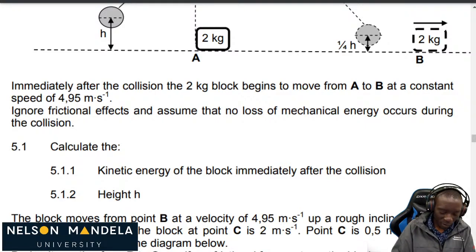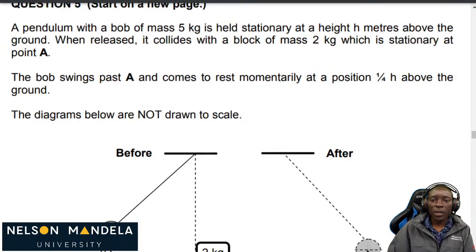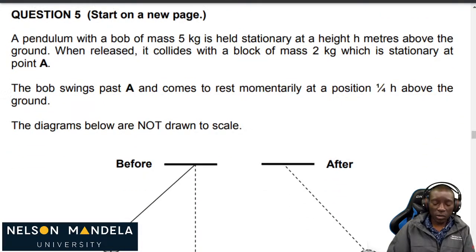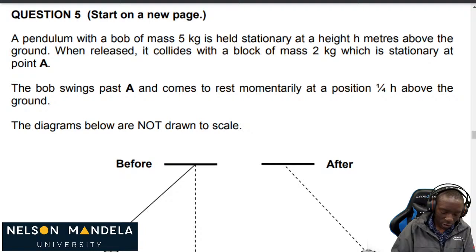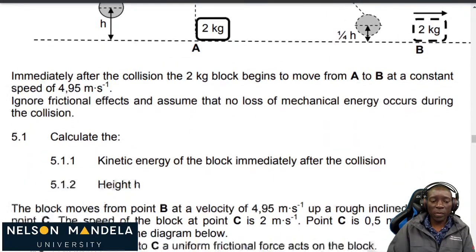Mass of block, 2 kg. Everything else is in the diagram there. Take note of the rest position, which means h initial is a height h, and h final is a height 1/4 h. That's why it's important, so that you don't miss any of the information that would make it easier for you to solve the problem.